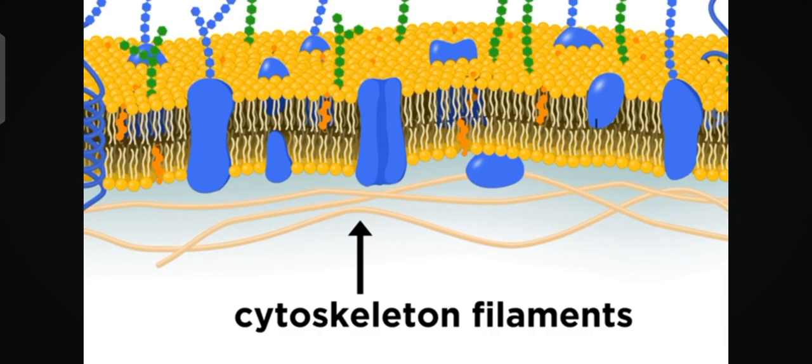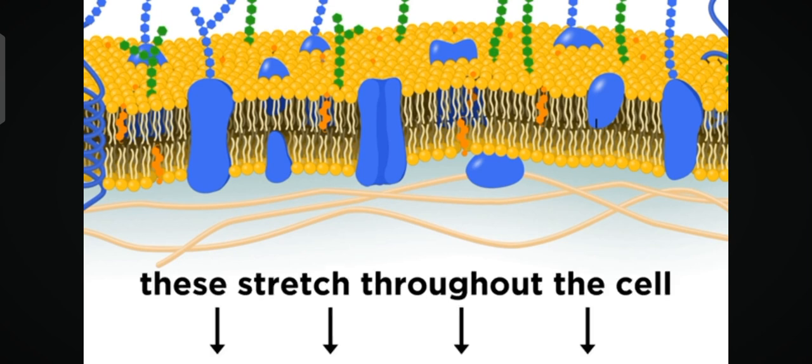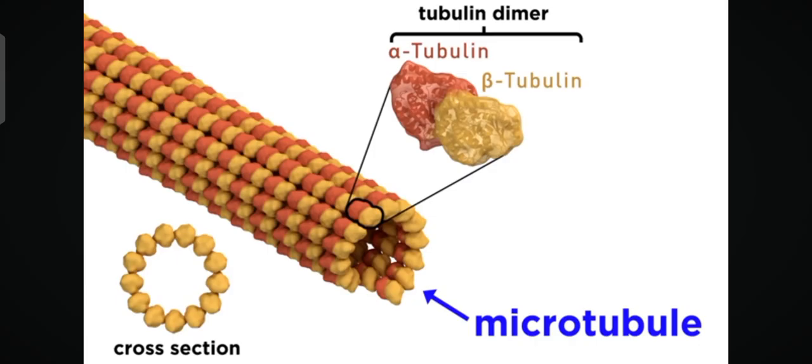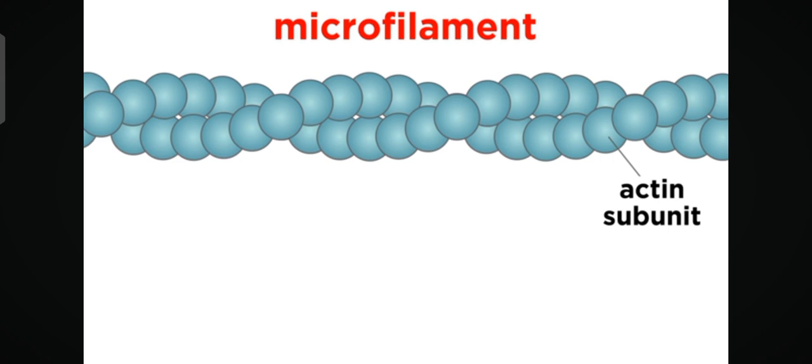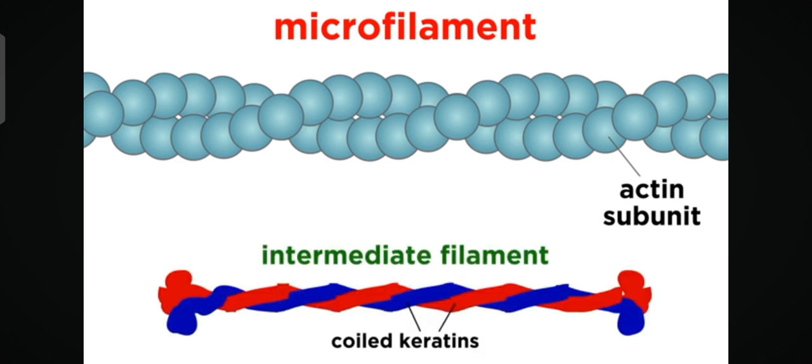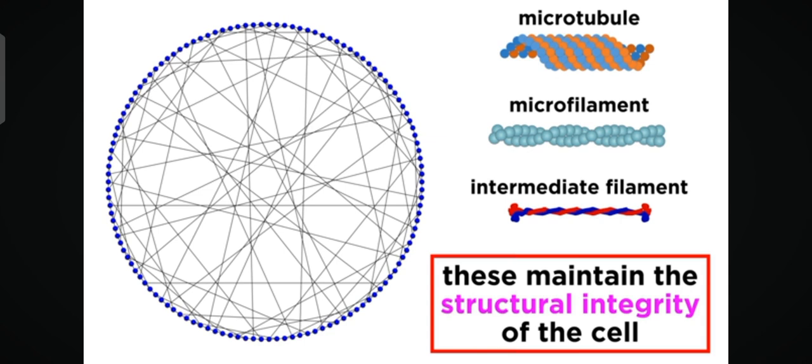Well, the cellular components are typically tethered to something called the cytoskeleton. This is a network of fibers that stretch throughout the cytoplasm of the cell and keep everything nice and organized. These fibers consist of hollow microtubules made of tubulin dimers, microfilaments made of two intertwined strands of actin, and intermediate filaments made of coiled keratins. Beyond organization, these also determine and maintain the shape and structural integrity of the cell.